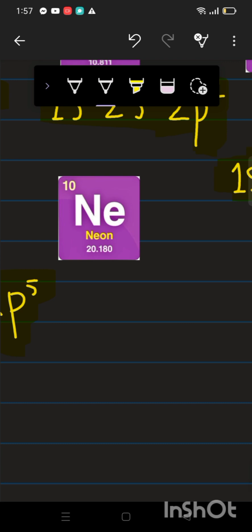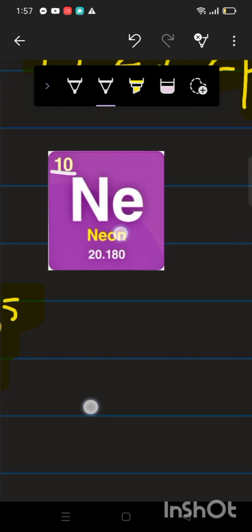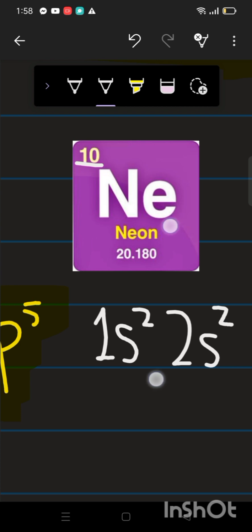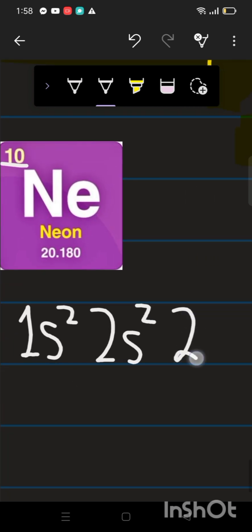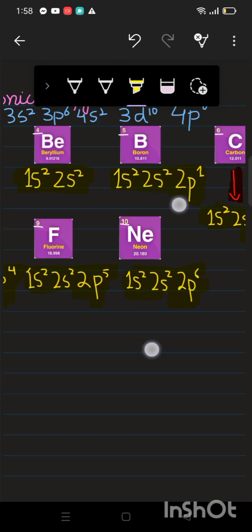Now last but not the least, the electronic configuration of neon, which has 10 electrons. So 1s2, 2s2, 2 plus 2 is 4, which means 6 are left. So 2p6. Alright, and this is the electronic configuration of neon, 1s2, 2s2, 2p6.